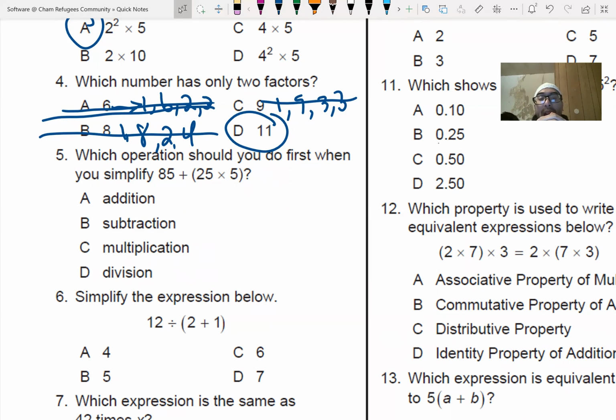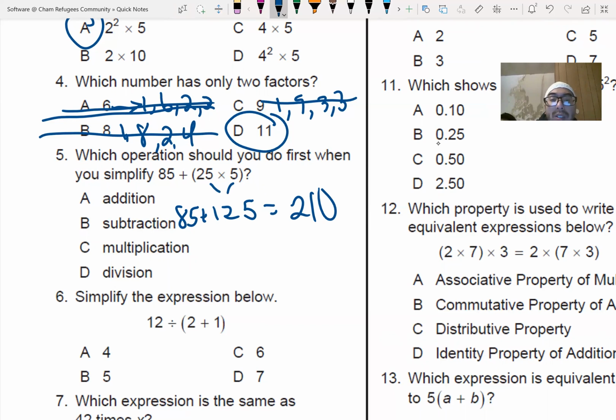So luckily for us, we have parentheses. So we're going to go ahead and solve the parentheses first, right? So we solve this, and then I get 125. I get 125, and then I write everything before it and everything after it, right? Which is nothing after it. So I go ahead and just solve it, and then I add it up, and I get 210.